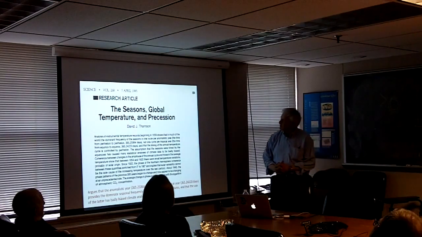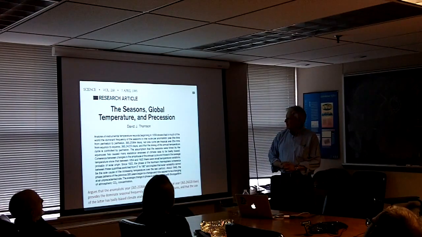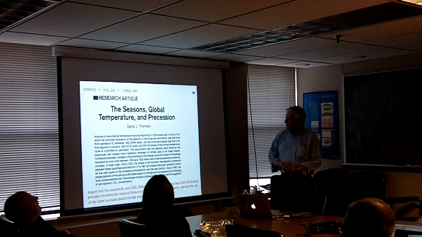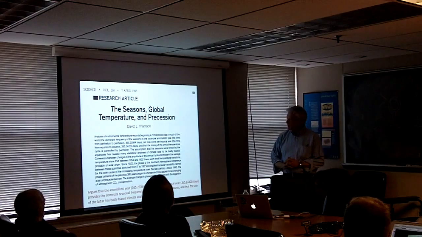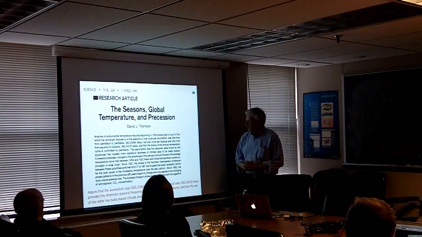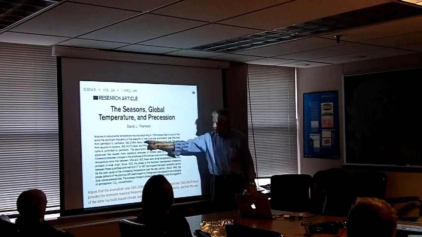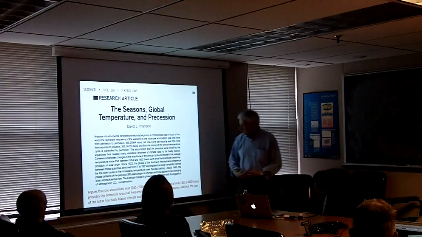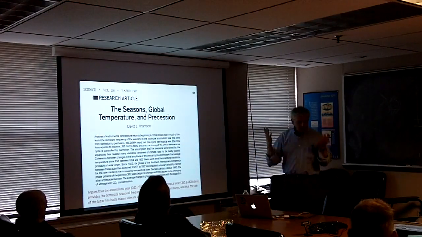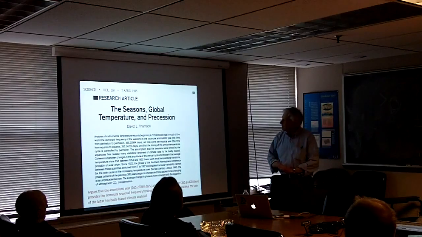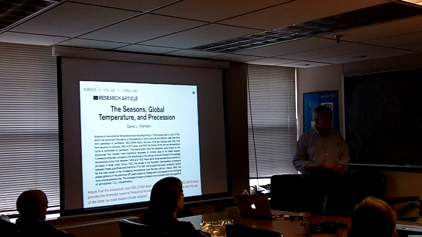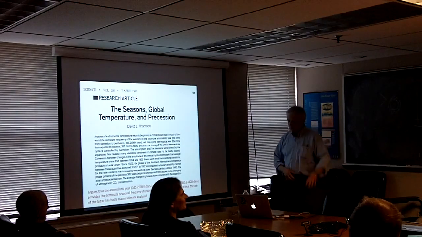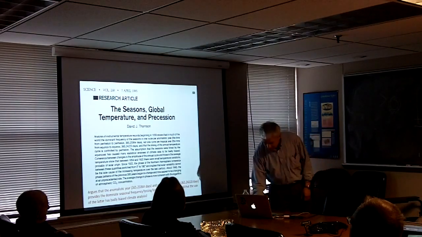And David Thompson has suggested that some statistical analysis of the temperature record shows more correspondence to this anomalistic year than to the tropical year. His statistics is over my head, but it's just spectral analysis. Debbie, do you think this paper's right? Or no? Okay. Well, don't mention it.